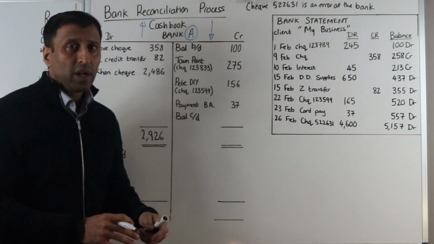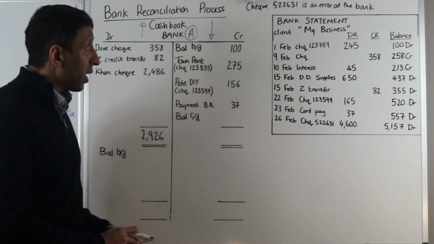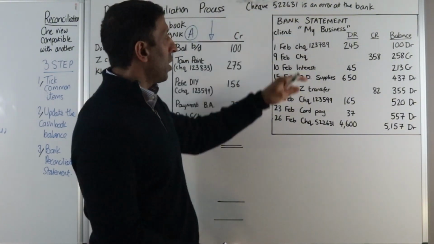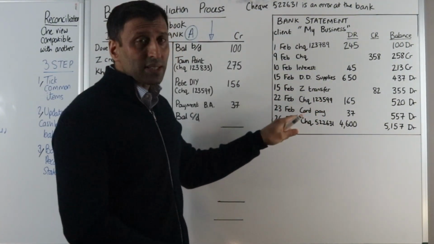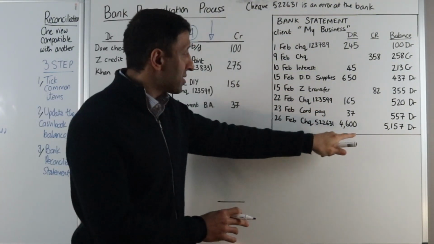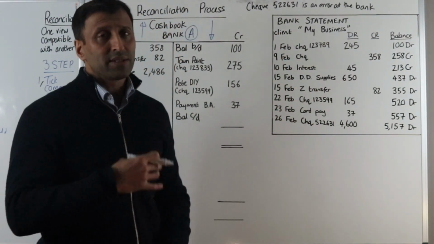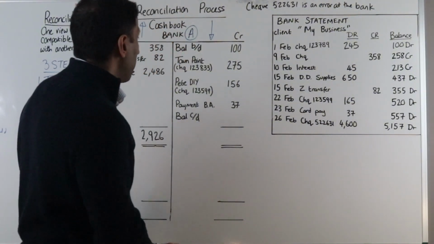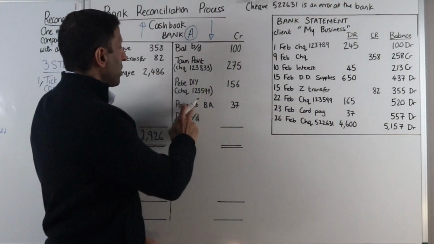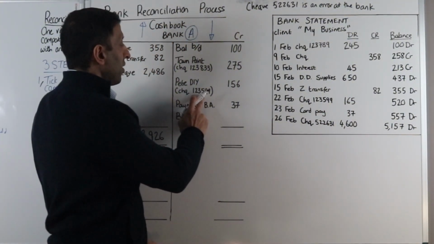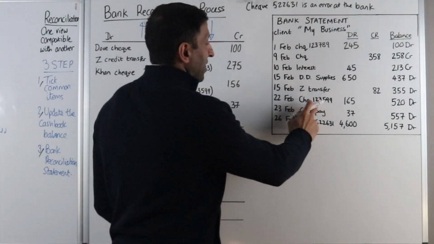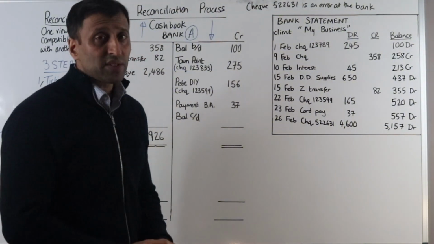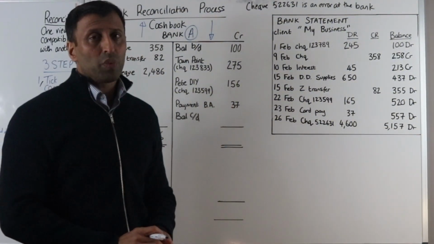Now this question includes 2 errors essentially as well, so you can see how we handle those. Check 522631, which is in the bank statement as a payment of 4,600, is an error at the bank, is not supposed to be there at all. So that's an error, we'll take account of that. And there's another error because we have a check 123,599, which also appears in the bank statement 123,599, but in the bank statement it shows as 165, and in our cash book it shows as 156.